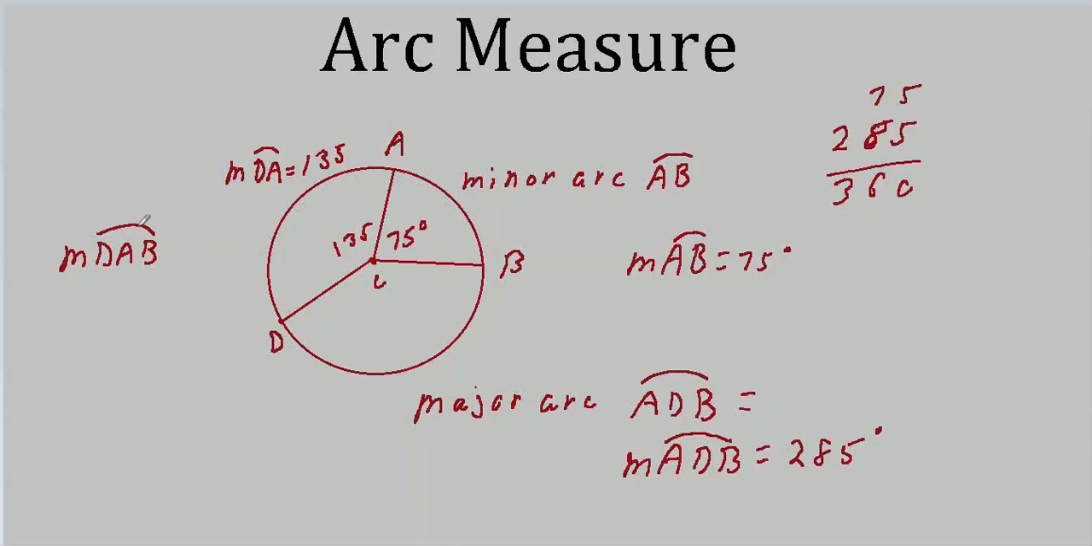Well, guess what? It's the measure of DA plus the measure of DB. In other words, we add up the degree arc measure exactly the same way we would add up the angle measure. If we were to add these two angles, it would be 135 plus 75. Well, no big surprise. It's exactly the same thing for the arc.